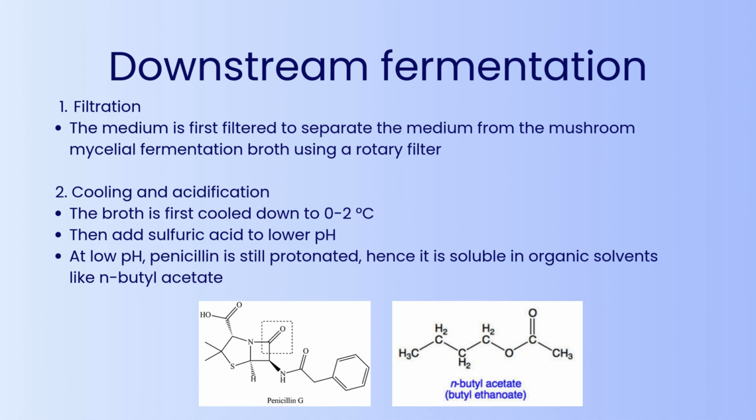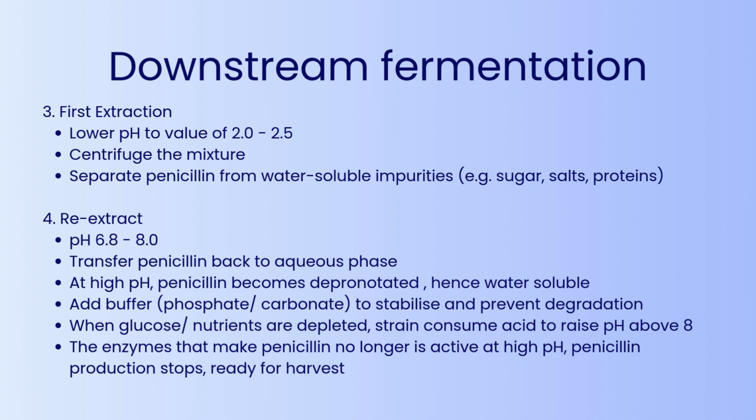Sulfuric acid is then added to drop the pH to 2.0 to 2.5. At this low pH, penicillin remains protonated, making it soluble in organic solvents like n-butyl acetate. The mixture is centrifuged to separate the organic phase containing penicillin from water-soluble impurities like sugars, salt, and proteins. This step removes around 80% of impurities.